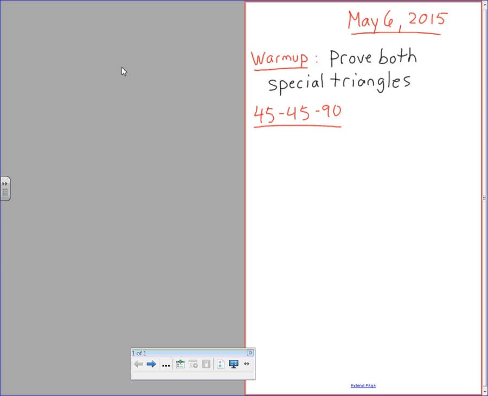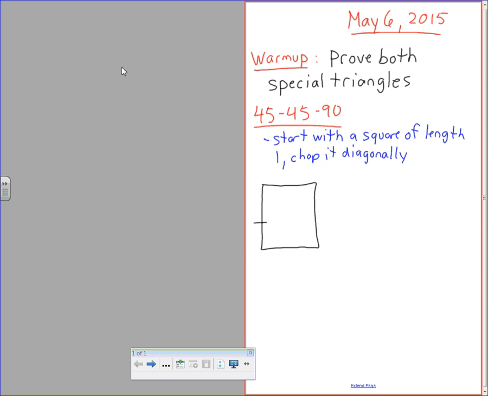Can someone please tell me how I can get a 45-degree angle from? Someone go ahead. Good. So we're going to start with a square of length 1, and then we're going to chop it diagonally. Here's my beautiful square. It has to be a square because squares have 90-degree angles. Secondly, when you cut them diagonally, like this, it's going to bisect the angle perfectly.